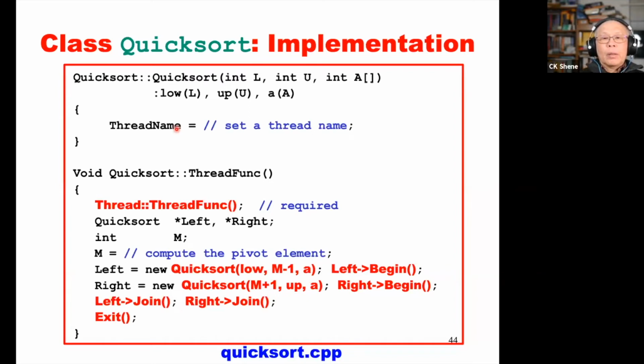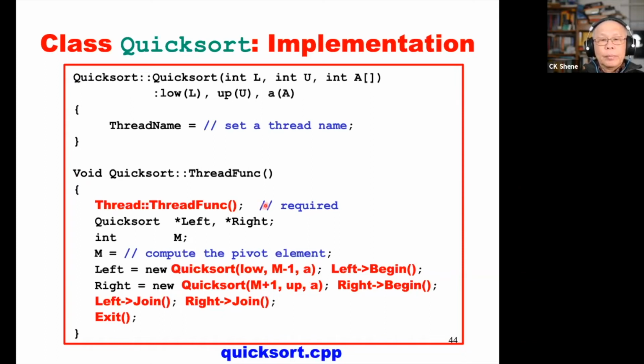Okay, then let's look at the thread func of the Quicksort class. This is a typo. I hate Microsoft. Every time they simply capitalize the first word. I know you know it. So this is the first line required.